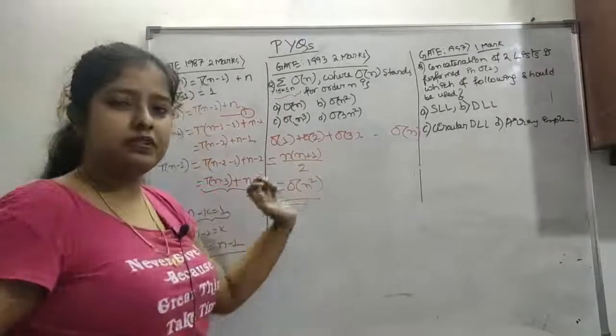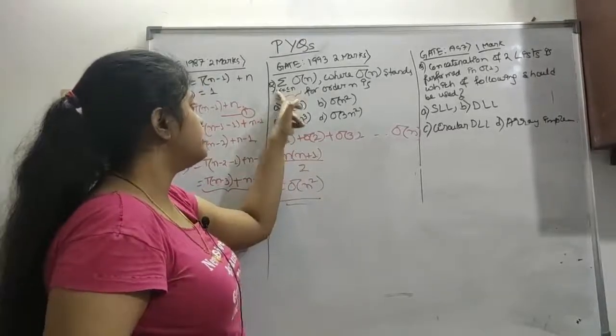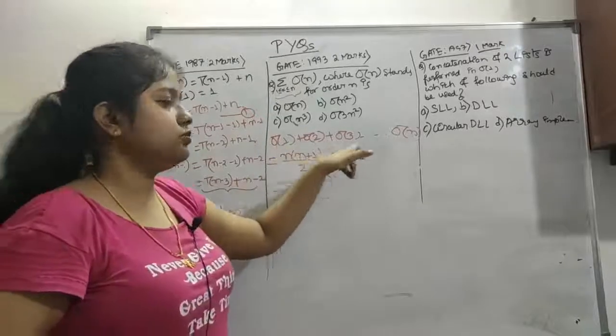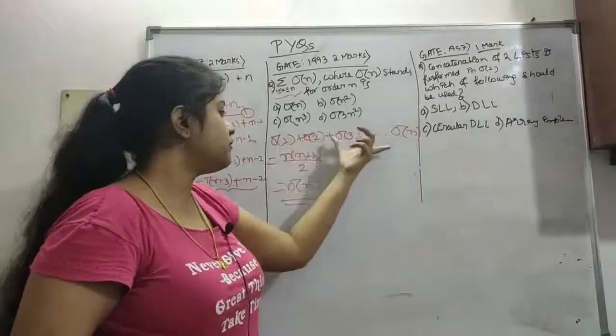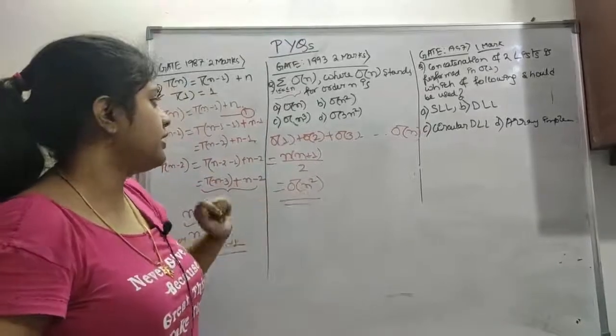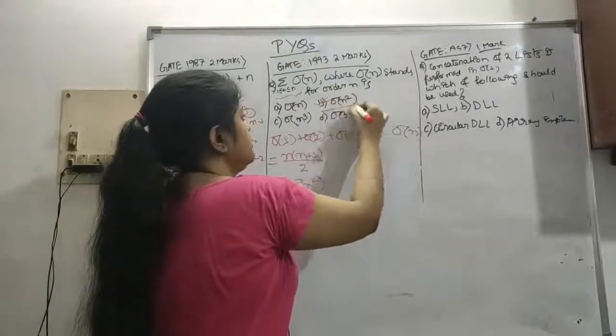Nothing much to explain here. This is just ranging from 1 to n, order of n. So this is order of 1, 2, 3, up to n, and we know that the summation of all natural numbers is n(n+1)/2. So this is order of n squared. This is our answer.